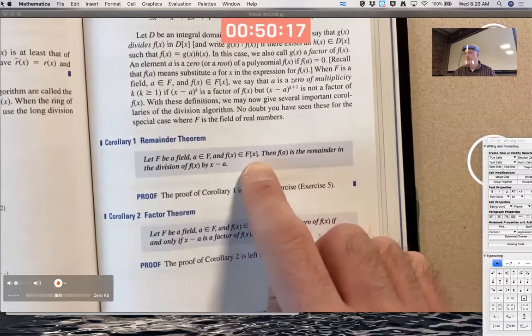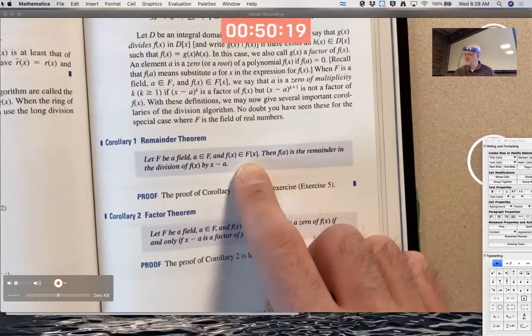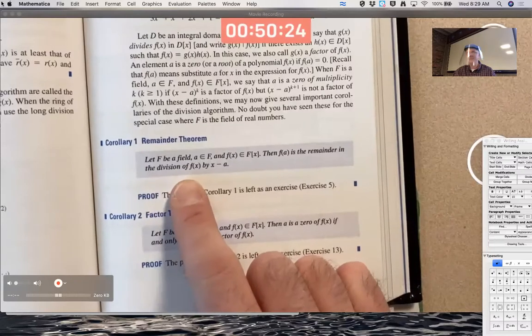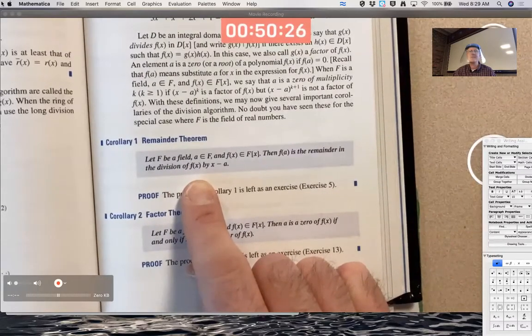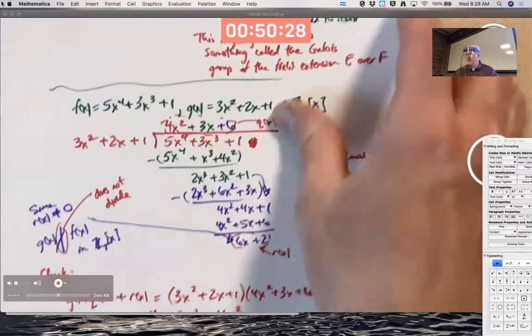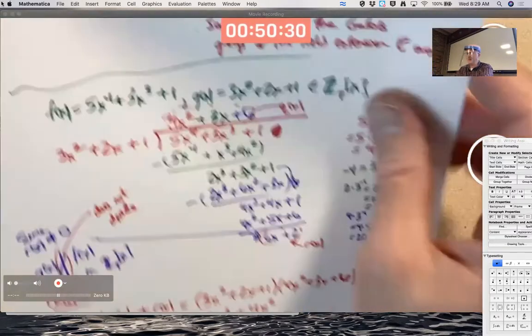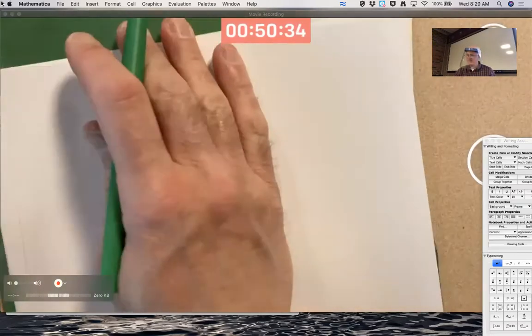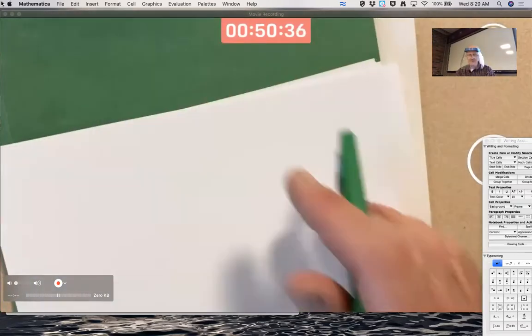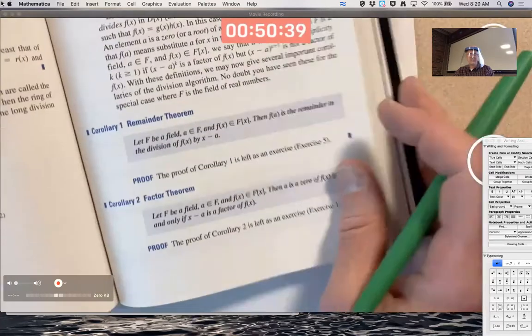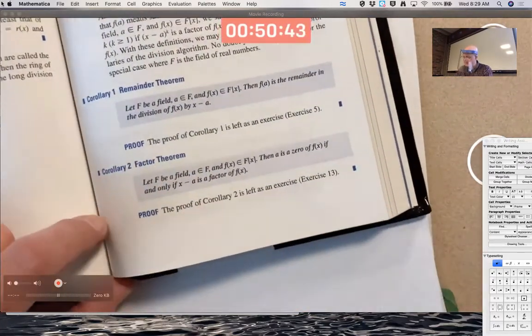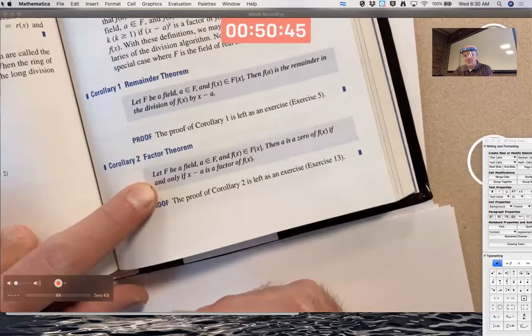Let f of x be a polynomial in there. It's got coefficients from F. Then f of a is the remainder in division of f of x by x minus a. Is that hard to prove? It's not too hard. It might not be real clear what to do, but it's not too hard to do. So again, we're looking at this one. I'm not going to do a full proof for sake of time, but it's not too long.